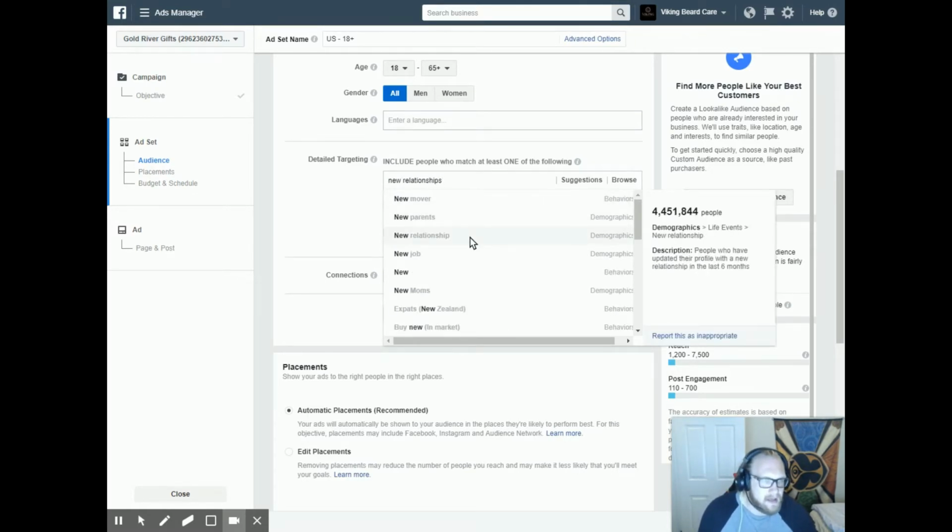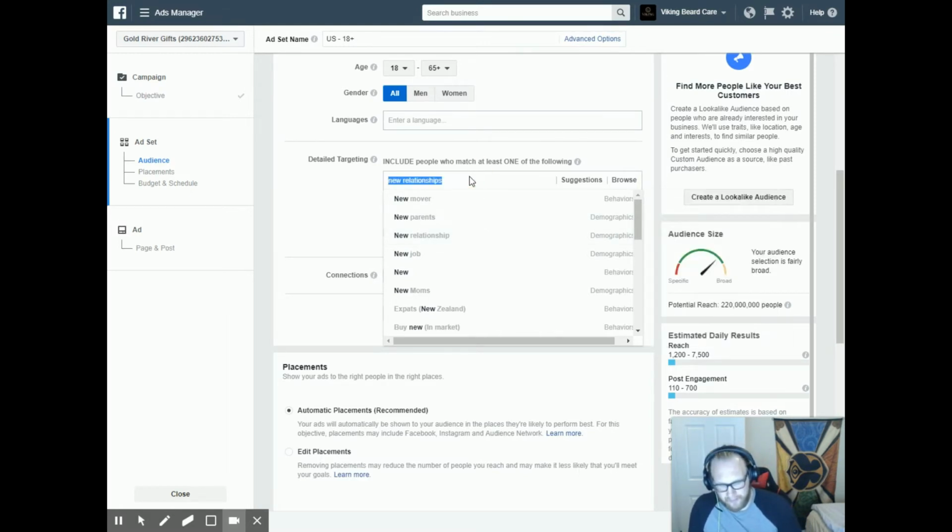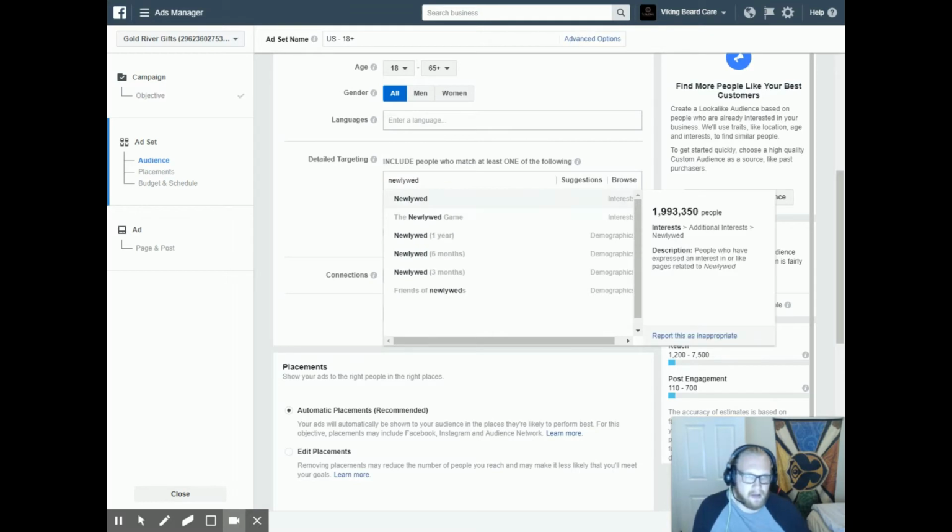Let's see here. There you go. New relationships: people who have updated their profile with a new relationship in the last 6 months. You can even do newly engaged, newlywed. Then I believe they even show, there we go, newlywed: 1 year, 6 months, 3 months. So those are really good when you're targeting greeting services, gift stores, even restaurants, because you could be doing 1 year anniversaries. So you could add that on with your anniversary targeting, which is super awesome.